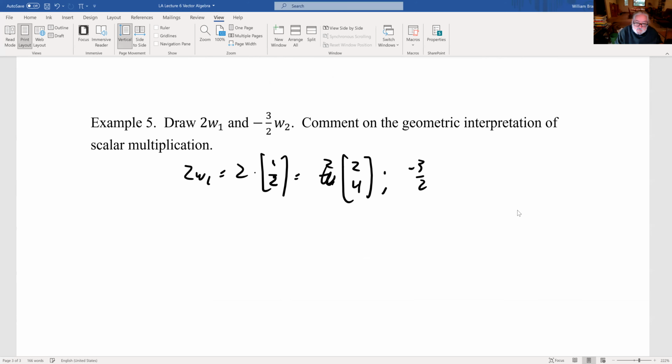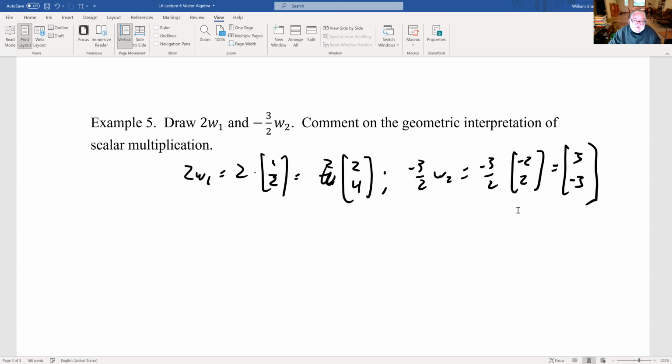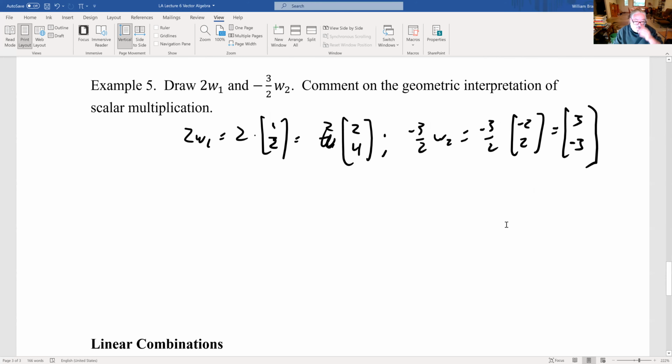Minus 3 halves W2 is minus 3 halves times minus 2, 2. That's what W2 is. And minus 3 halves times minus 2 is 3. Minus 3 halves times 2 is minus 3. So what does the sum of these things look like? I mean, not the sum, what do these products look like?